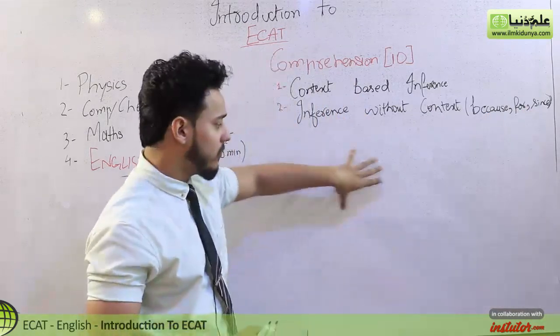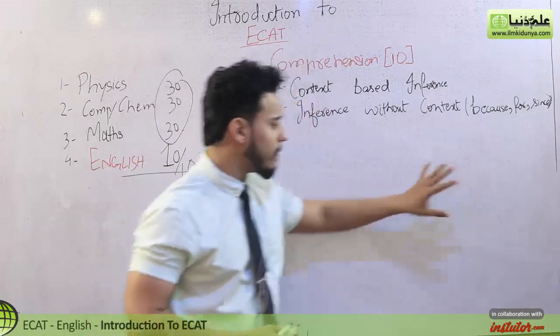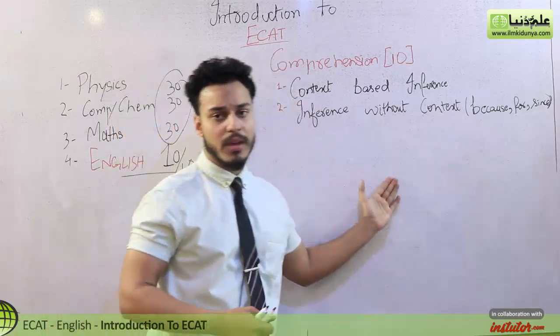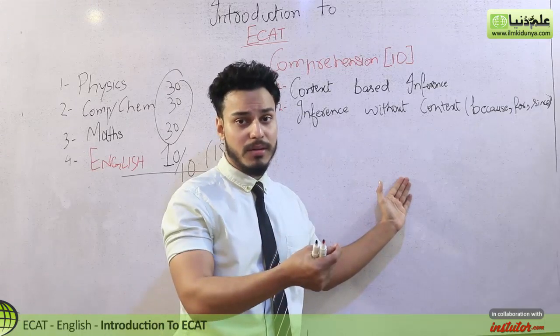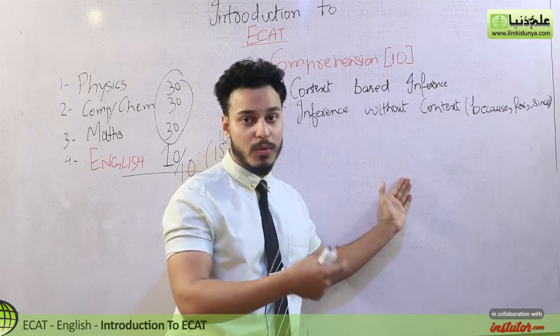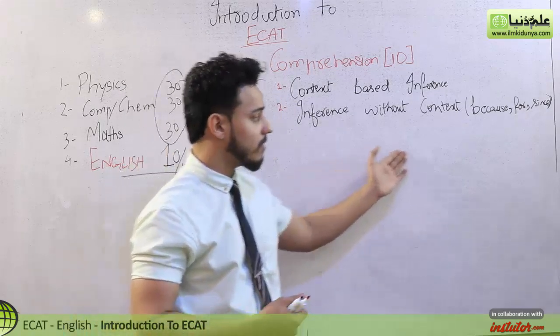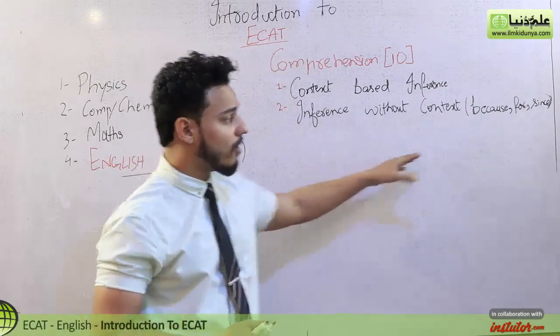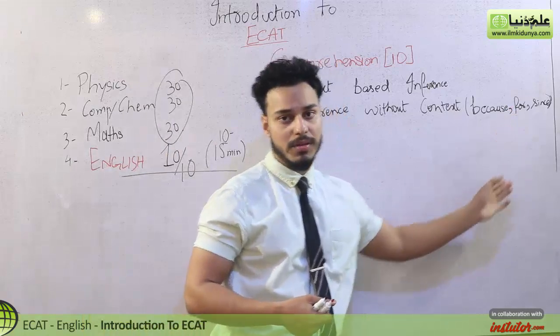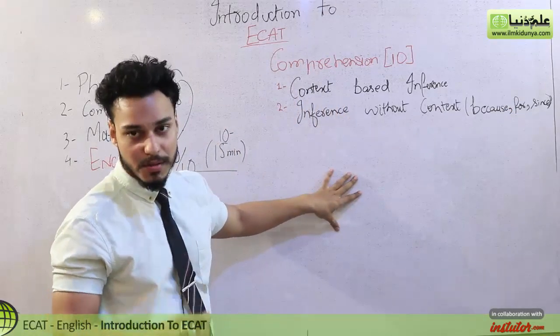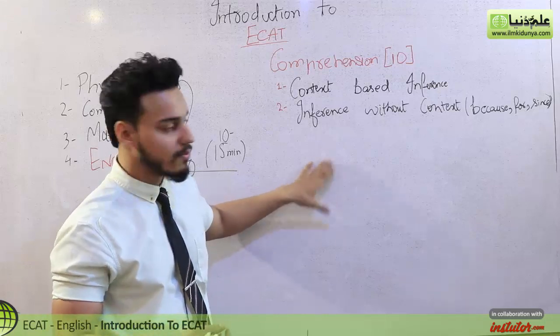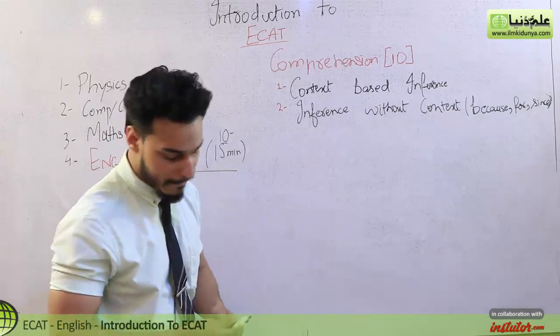So, if the question appears that was the writer really sure that Thomas has fallen? Can you explain the reason? What was the reason behind this? And for is used over there. So, inference without context, this particular technique or this particular question will be answered in the light of this thing.